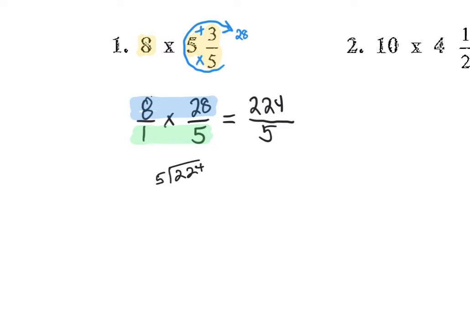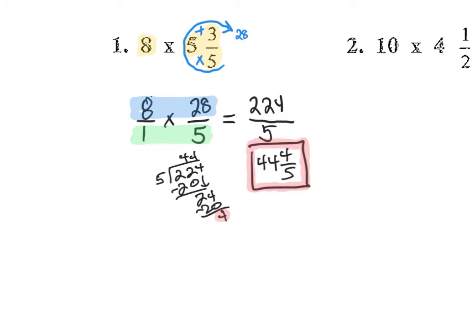I see how many times 5 goes into 224. 5 times 4 is 20. Subtract: 22 minus 20 is 2. Bring down the 4. 5 times 4 is 20. Subtract and get 4. 4 ends up being a remainder. And so we know that 5 goes into 224 44 times with 4 left over out of the 5 that was going in. Nice job.